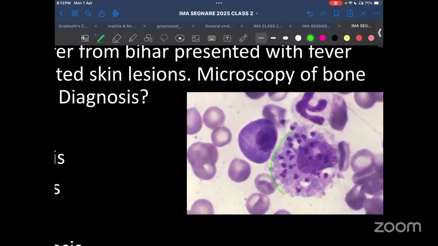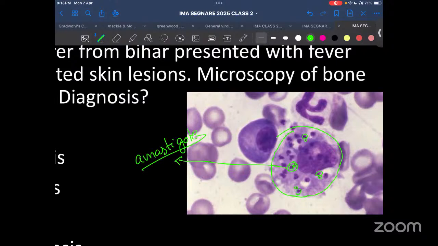This is actually a macrophage, and inside the macrophage, what is there? You are seeing a nucleus and a kinetoplast. Nucleus and kinetoplast are a speciality of the amastigote, and the amastigote form is the diagnostic form of leishmaniasis or Kala Azar.